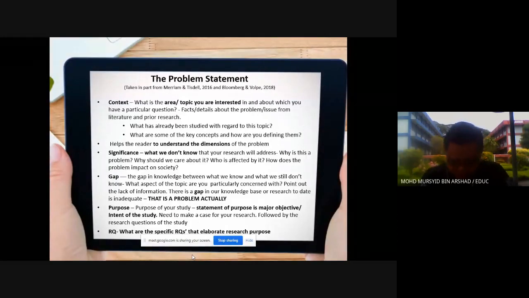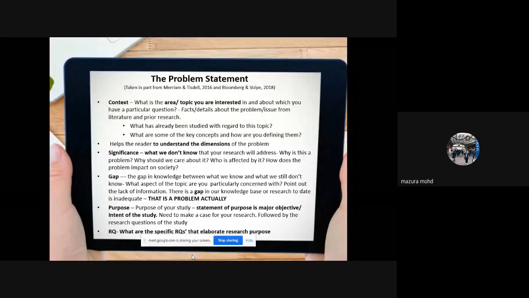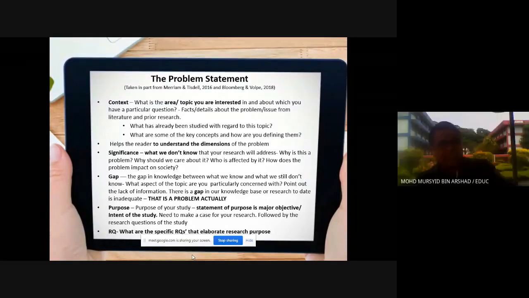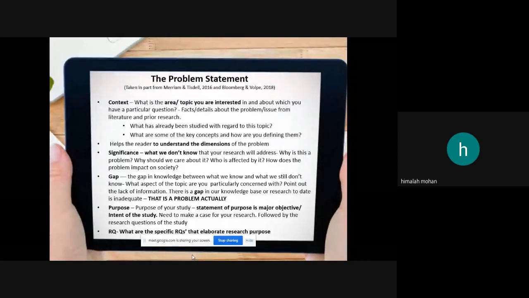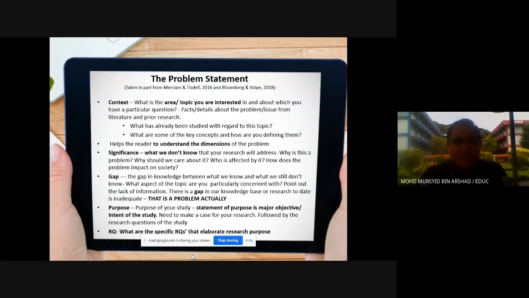Is it clear? Are you okay with that? Any question? Hello? No, no. Is it clear? Clear, Doctor. Yes, all right. Clear. Alhamdulillah.